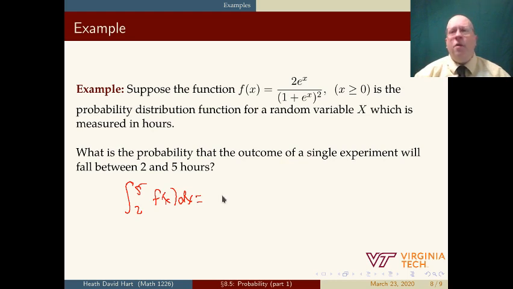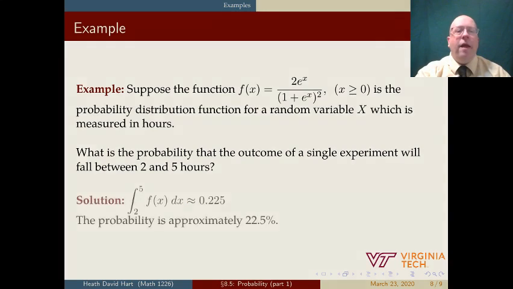And we already know what the antiderivative of this function is because we did that a moment ago. It's the integral of 2 over u squared du as my boundaries go from 1 plus e squared to 1 plus e to the 5th. And that's negative 2 over u evaluated at 1 plus e squared and 1 plus e to the 5th. At this point, this becomes a calculator problem, and the answer turns out to be approximately 22.5%.